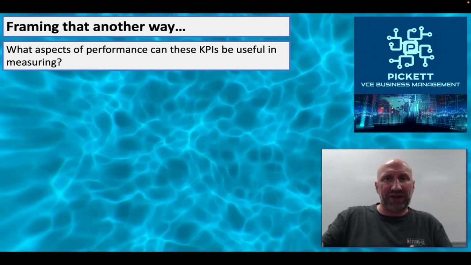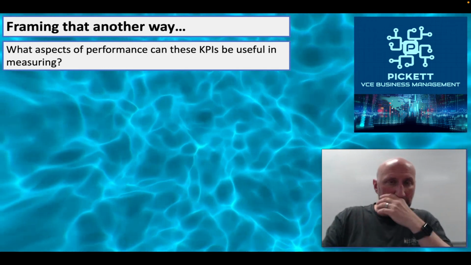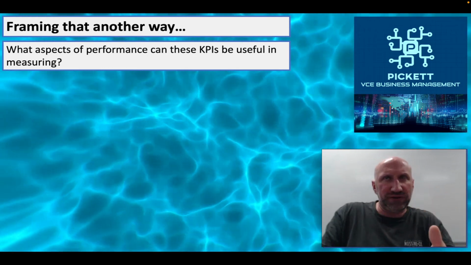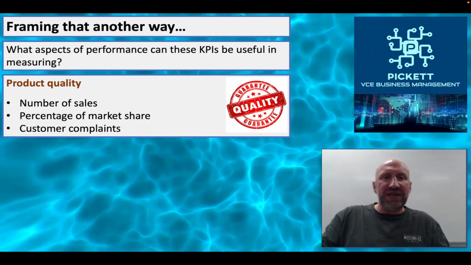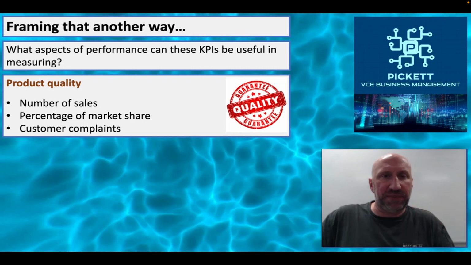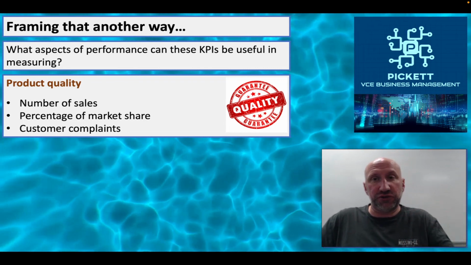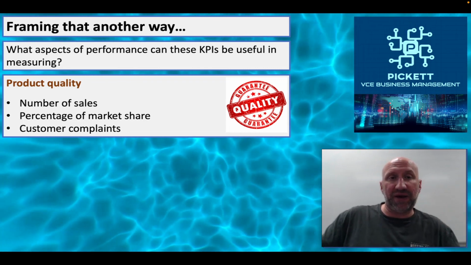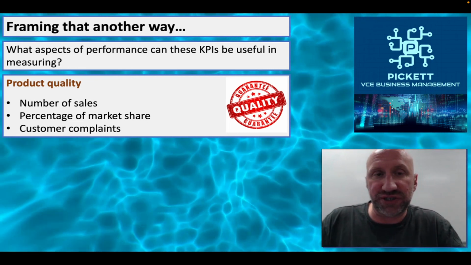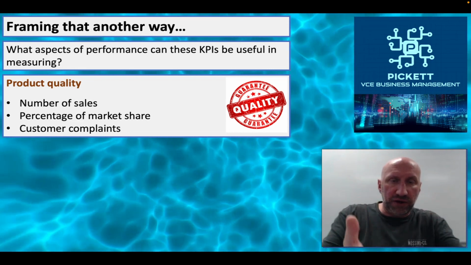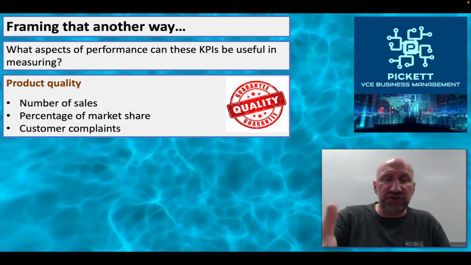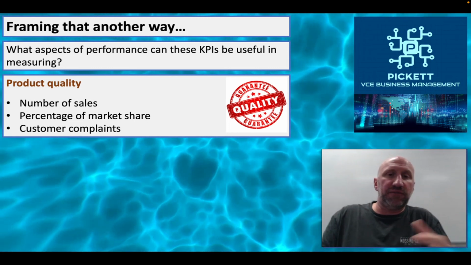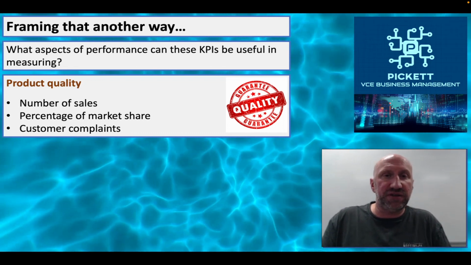And now I'm thinking about the way that questions are often framed, okay? So this is sort of almost flipping this around. So if the question is asking about which KPIs the business could use to give them some information about the quality of the product they're producing, then those 3 KPIs would be appropriate KPIs to be measuring to give you some information about that. Okay, number of sales, market share, customer complaints.